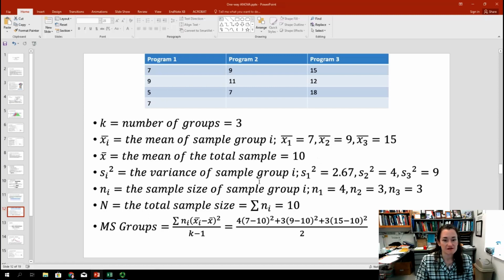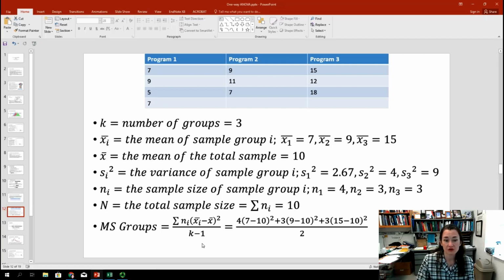s_i squared is the variance for sample group i, or the standard deviation for each one of these groups squared. s1 squared is 2.67 pounds. s2 squared is 4, and s3 squared is 9. So those are the variances for each one of those groups. n sub i is the sample size of each group. n1 is 4, n2 is 3, and n3 is 3. The total sample size, big N, is 10 because there were 10 people participating.